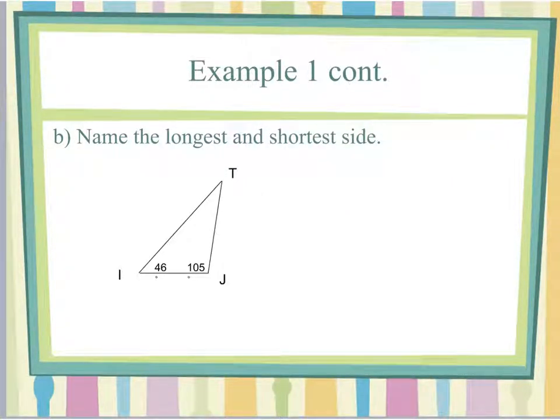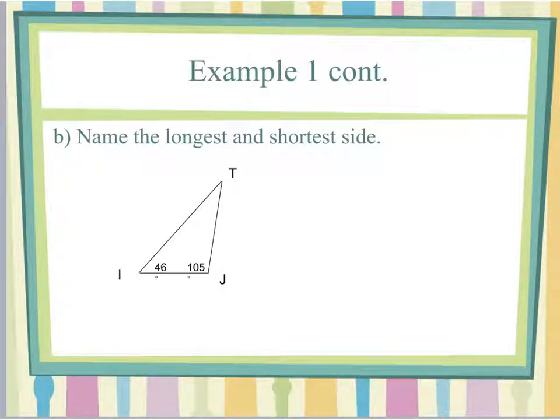Example 2. This time it wants us to name the shortest and the longest side. What do I have to do here first? Can I tell that information just by what's given to me? Ashley, what do I have to do? You have to add them and then subtract them from 180. Beautiful. Because 46 may not be the smallest number.